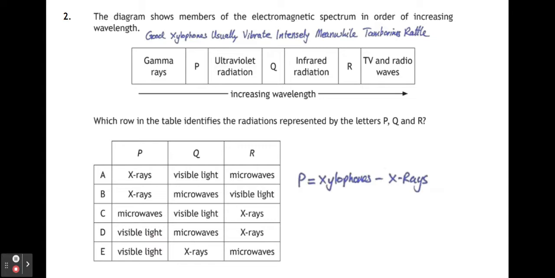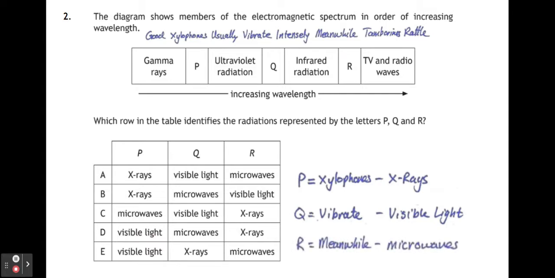Then vibrate lines up with Q. Q, vibrate, that's visible light. And then we've got infrared matching up with intensely. Then R matches up with meanwhile. So R, meanwhile, microwaves. So the correct answer is P, X-rays, Q, visible light, R, microwaves. Answer A.